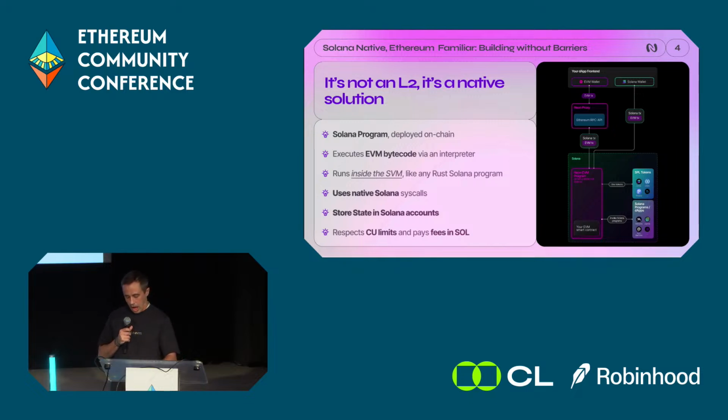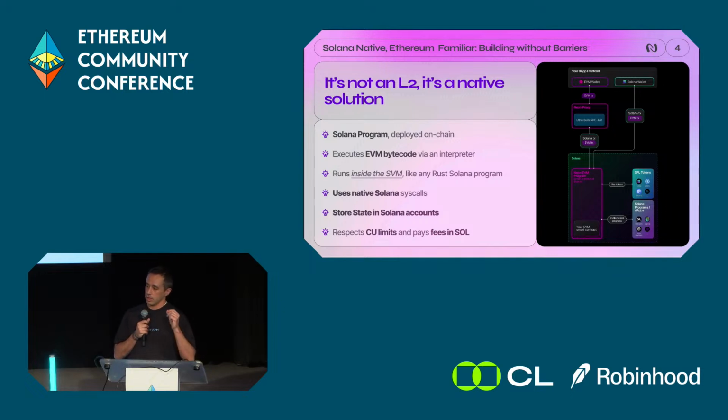So how does this work? Because we're in a developer session, I will speak a bit about the technical aspects. Neon is not an L2, it's not a sidechain, it's a smart contract. It's a smart contract running on Solana, so like any other smart contract you could interact with or write in the Solana blockchain. But it has a very specific role: it's an interpreter which is able to execute EVM bytecode inside Solana.